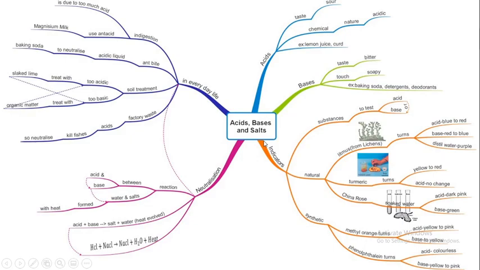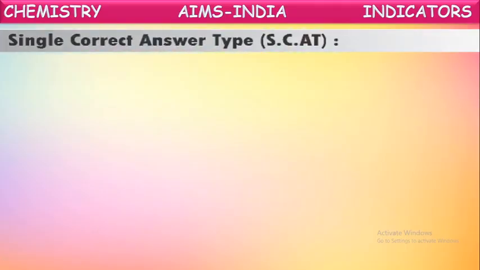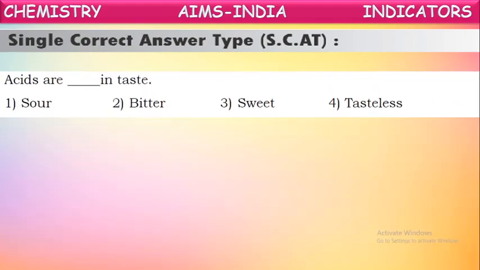Let us see the questions. This practice sheet contains different kinds of questions. First, let us talk about single correct answer type questions. In this, there will be multiple choice questions with one correct option. Okay, see the first question. Acids are dash in taste. What is the taste of acids? Yes, acids are sour in taste, isn't it?